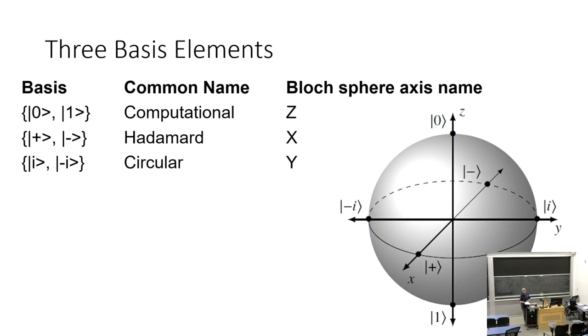So when we're looking at our Bloch sphere, there are 3 basis elements that we will talk a lot about. The basis elements that we've been talking about are the basis elements on the z-axis, 0 and 1. We also have the basis elements on the y-axis. They're I and minus I. And we have the basis elements on the x-axis. We call them plus and minus.